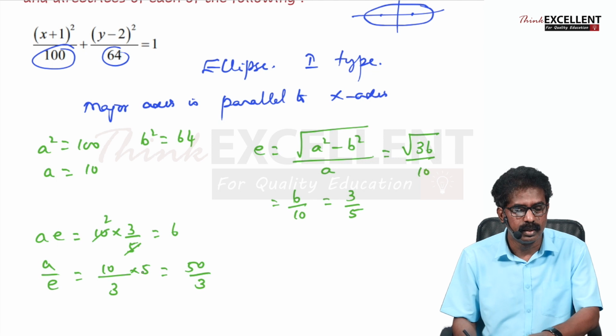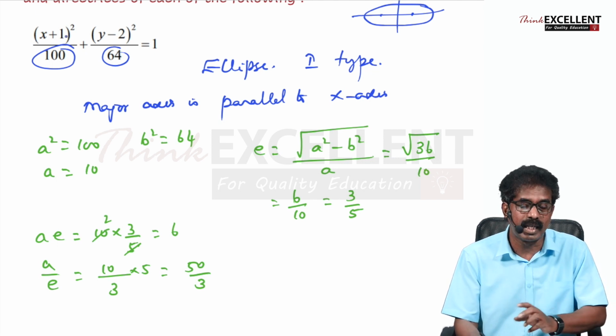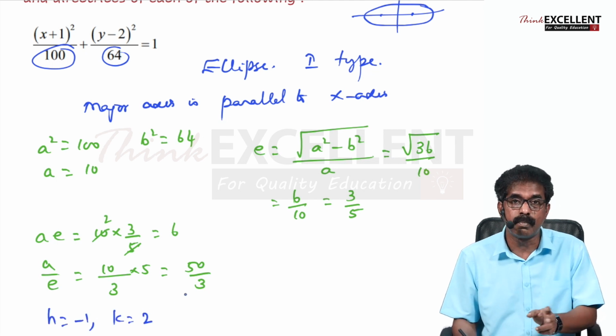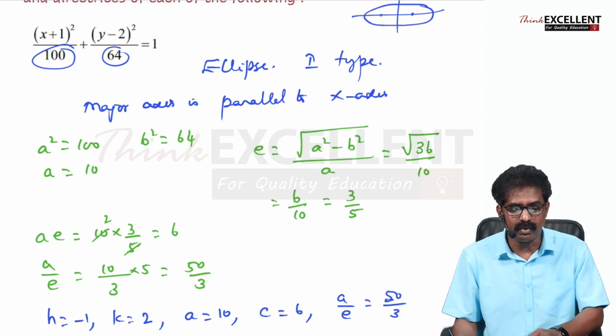Everything got it? So h value is what? x plus 1. So change the sign. h value minus 1. k value 2, right? Because y minus 2. Change the sign. h, k, a value 10. Then what else you need? c you need. c means ae. It is 6. a by e you need. It is what? 50 by 3. Okay, all the information you got it.